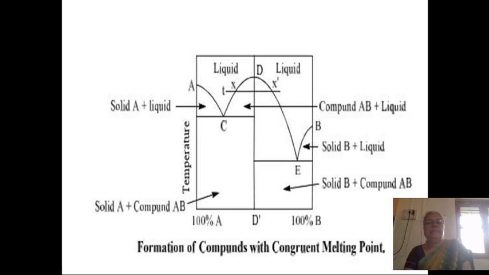Then this is the eutectic point. Again, this is a eutectic point. Eutectic points are non-variant systems. At the eutectic point, three phases are in equilibrium.